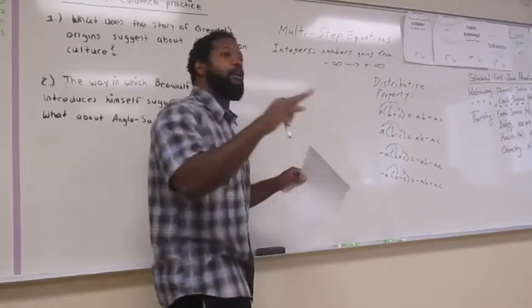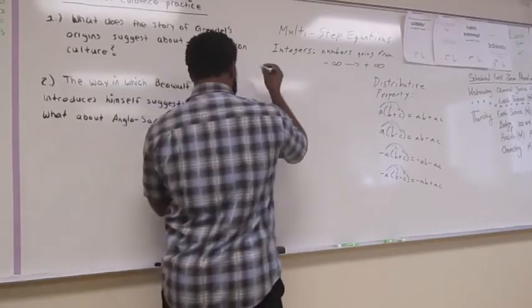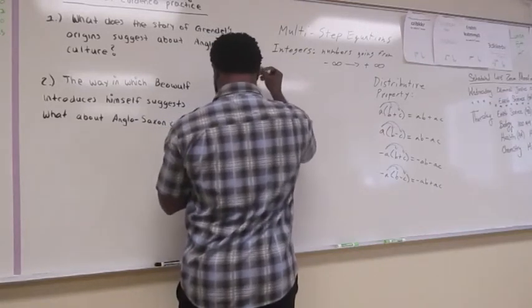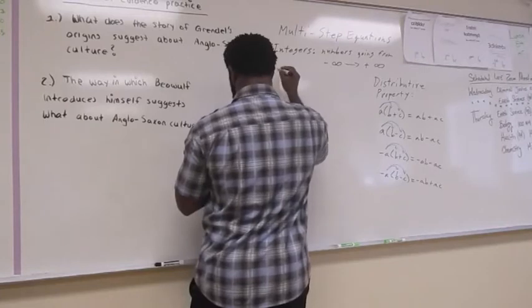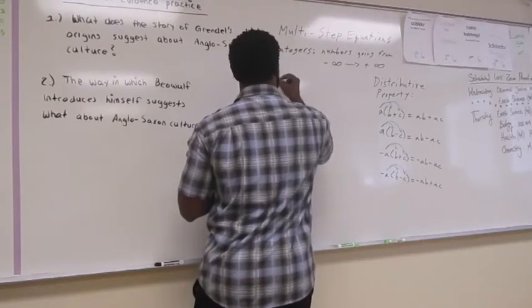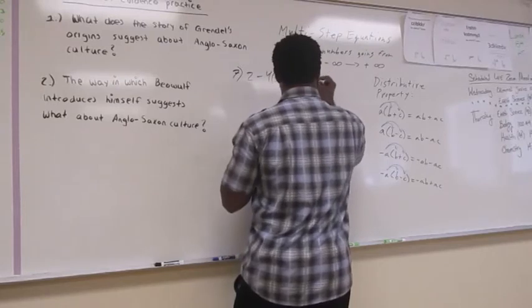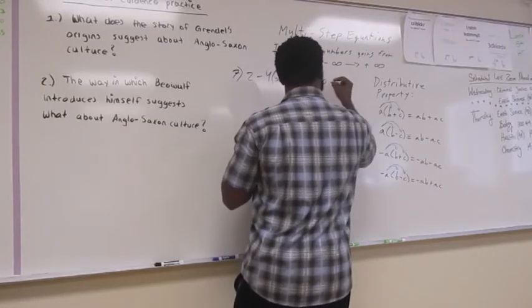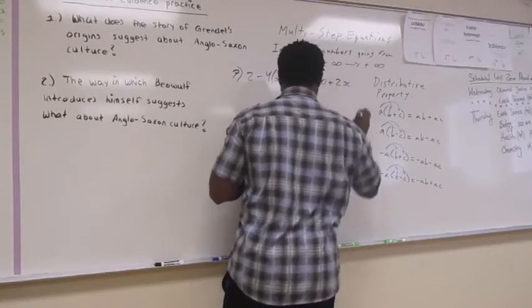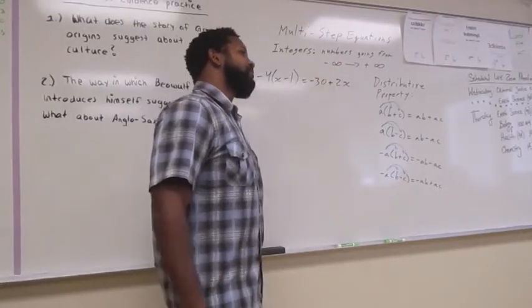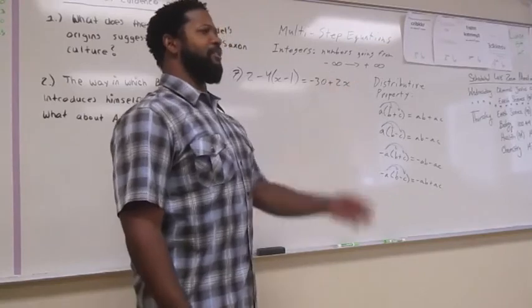This is where we put it all together right here, okay? So for number 7, you have 2 minus 4x minus 1 equal to negative 30 plus 2x, right? First things first. First thing that you do is what, John?